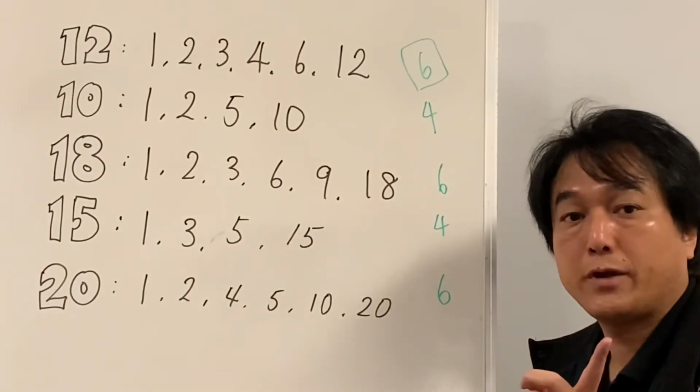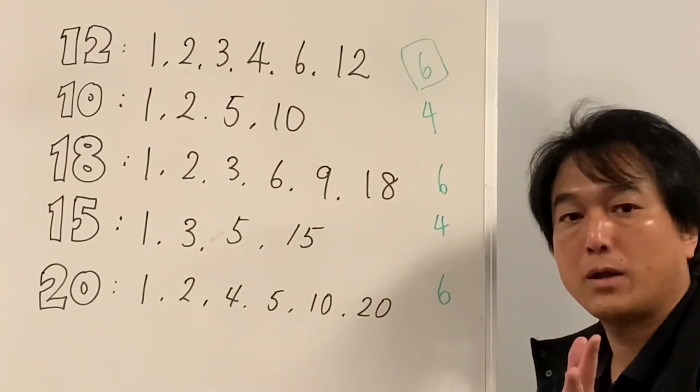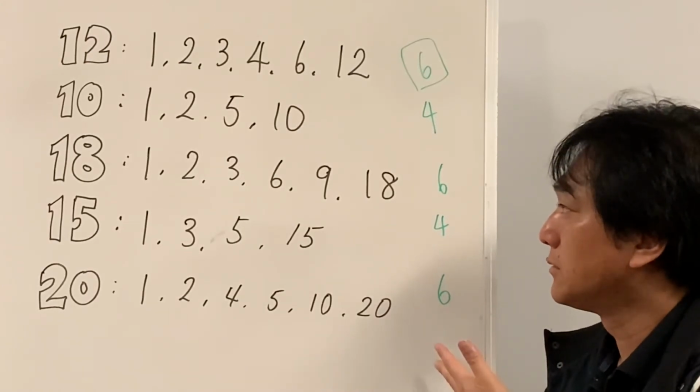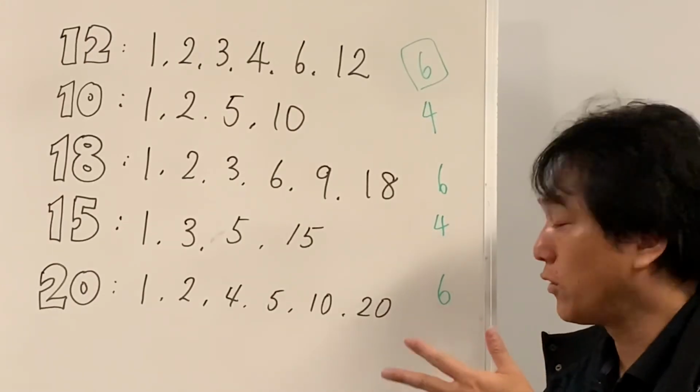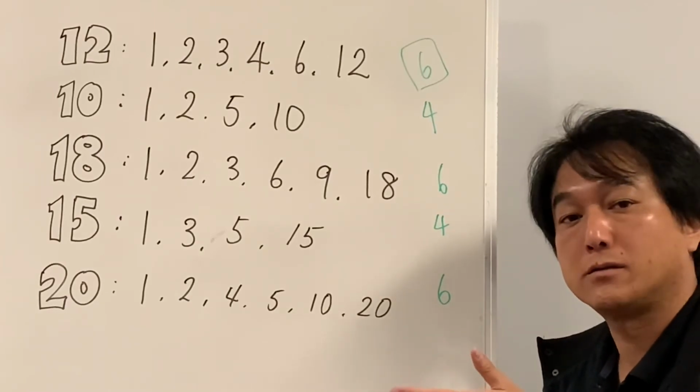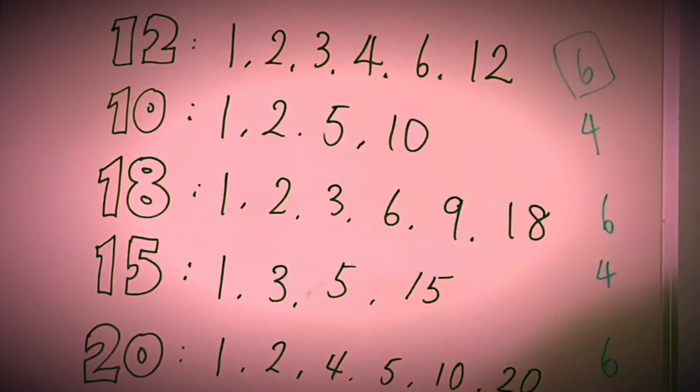So let's pause the video. Let's see if you can find one number that has an odd amount of factors. Let's pause the video.